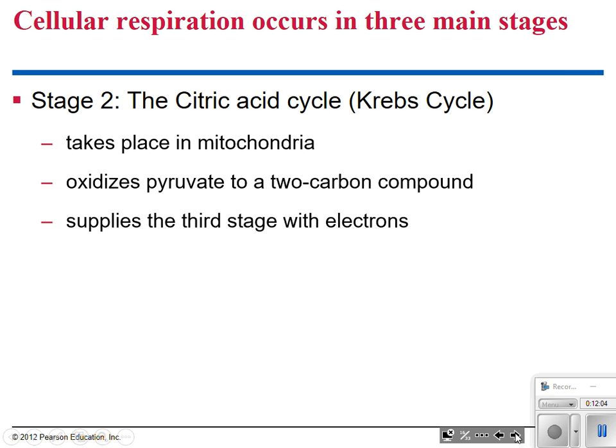Remember me telling you that 3rd stage, one of the things in it was the electron transport chain? Where do you think those electrons are coming from? Right here. Right here in the 2nd stage, in the citric acid cycle.